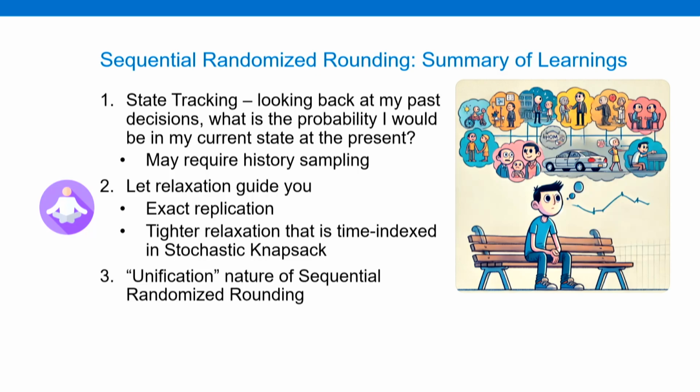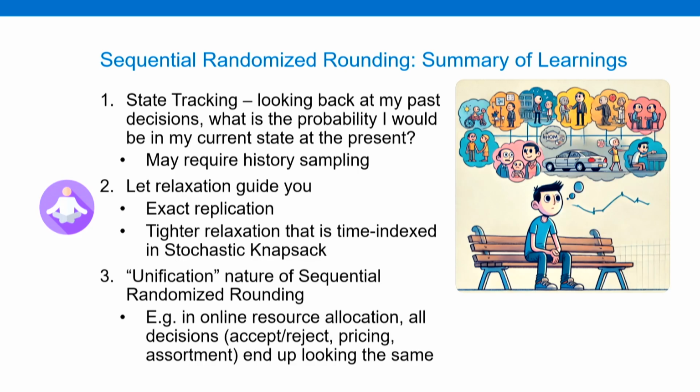Okay, and finally, I talked about this unification nature of sequential randomized rounding. And often, a lot of problems all look the same under the abstraction of sequential randomized rounding. For example, aside from the hiring and interviewing versus offering unification, if you're familiar with online resource allocation problems, all these decisions, like whether you're making accept-reject decisions or pricing decisions or assortment decisions, they all end up looking the same if you do this type of analysis. So you can do one proof that gives you the same guarantee for everything.